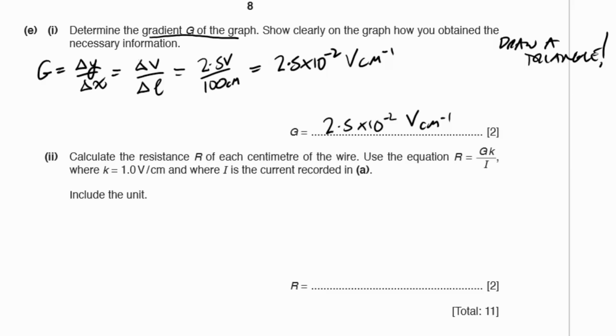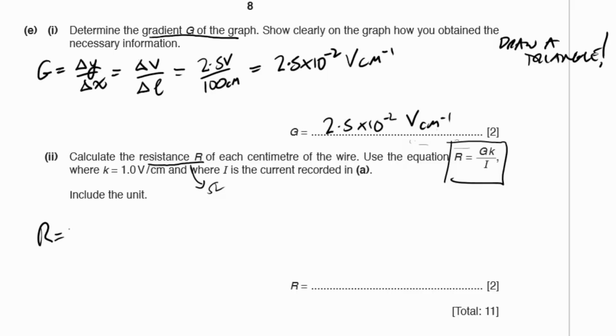Part 2. Calculate the resistance R of each centimetre of the wire. Use the equation R equals G times K divided by I, where K is 1 volt per centimetre and I is the recorded current in part A. Now just looking at this nice and quickly, we're going for the resistance. The units of resistance are ohms. So when I'm writing out this equation to do all the working out, I'm not really going to bother putting in the units in the equation itself. It's much easier just to put ohms at the end and save a whole bunch of headaches. So let's do that.